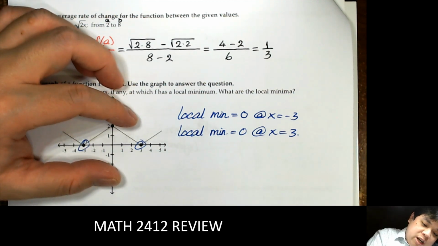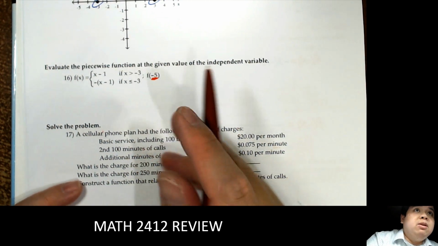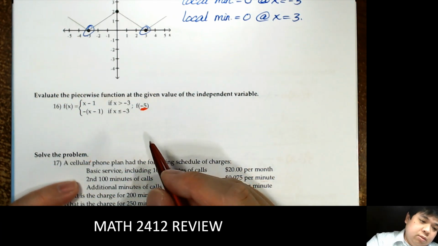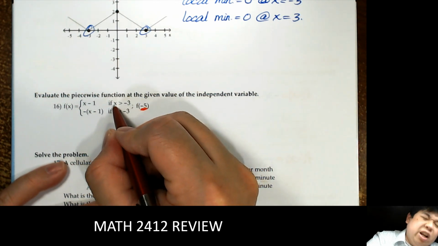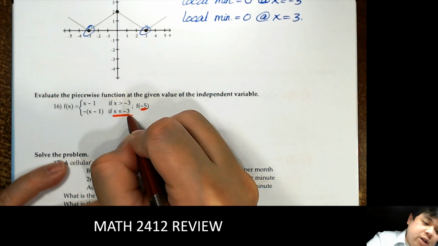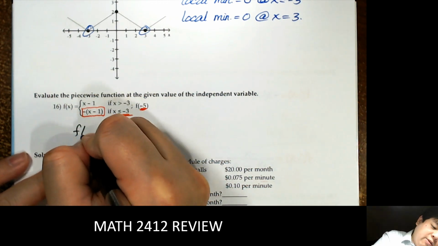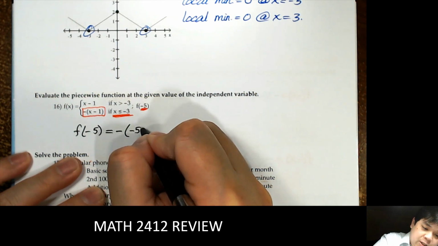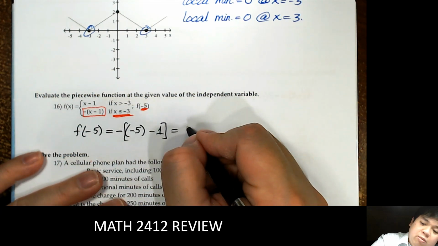Next, evaluate the piecewise function at the given values of the independent variable. So we have x equal to negative 5. If we put in negative 5 here, negative 5 greater than negative 3 is not true. But negative 5 is less than negative 3, so this condition is true. So we're going to use this part of the function. So f of negative 5 is equal to negative, we put negative 5 into that x. So that is negative negative 6, which turns to positive 6.